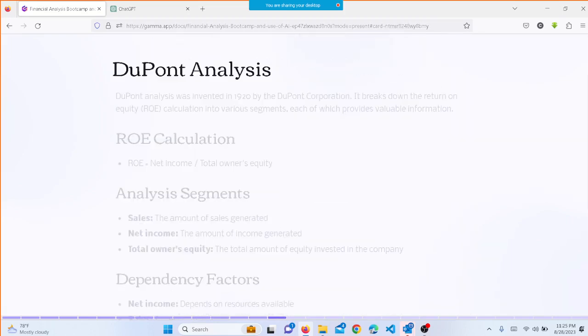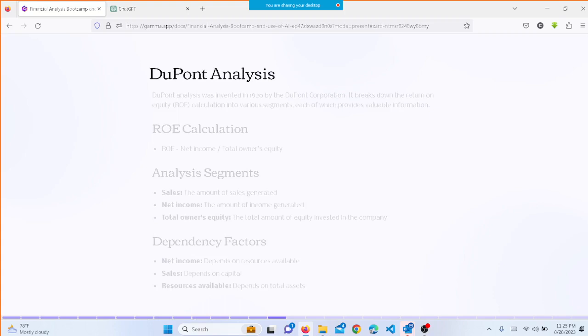When we are looking at the ROI, our return on investment, also called return on equity, in calculation we usually use a very famous analytical framework we call DuPont analysis. DuPont was developed by a French company in the early 1900s to understand their operational performance.